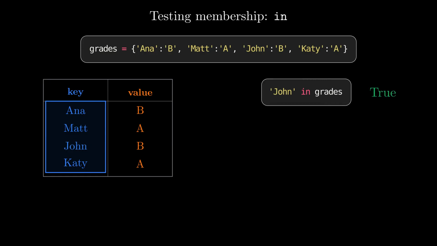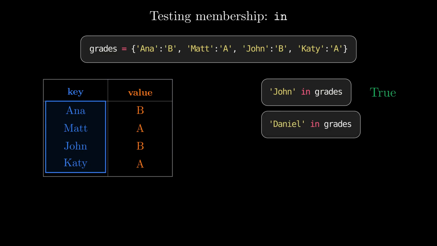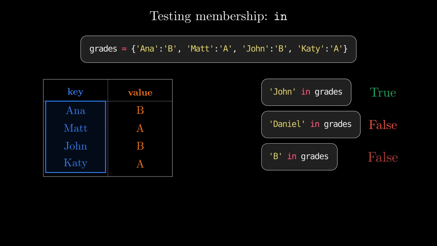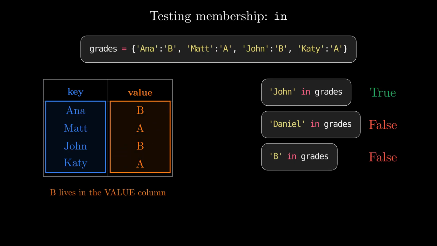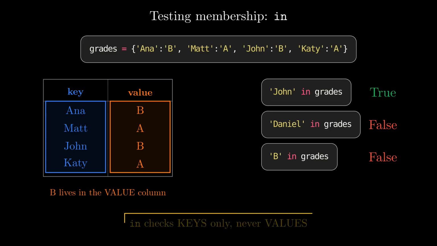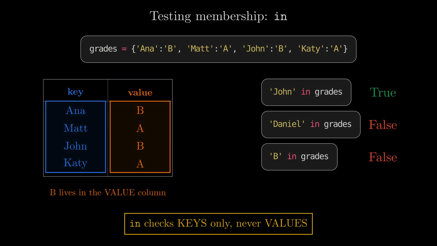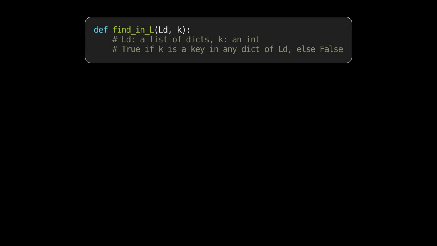Asking whether John is in grades gives true because John is one of the keys. Asking whether Daniel is in grades gives false, since Daniel is not a key. Now the surprise, asking whether B is in grades also gives false. The letter B sits in this dictionary as a value. Anna maps to B and John maps to B. But it never looks at the values, it only ever asks about the keys. Let's put that key-only rule to work.